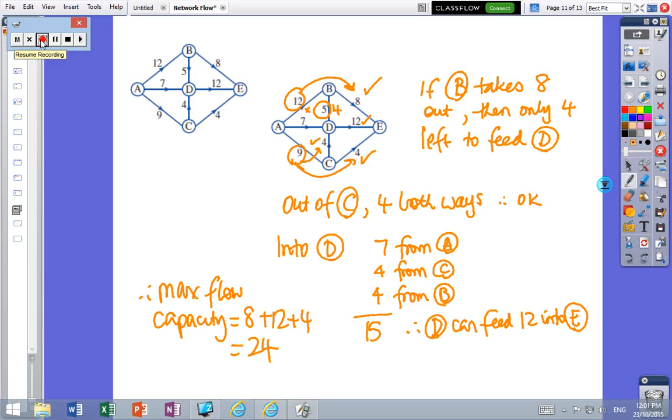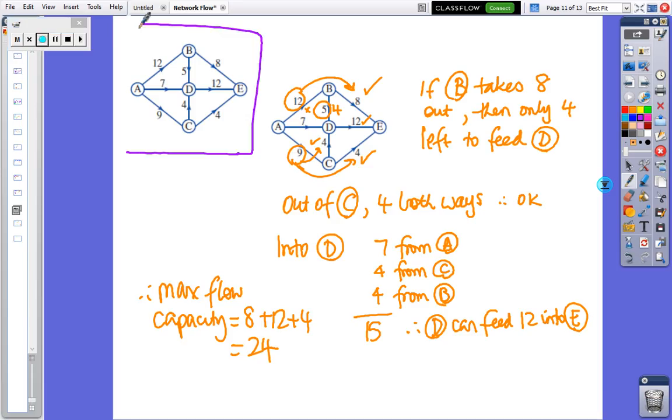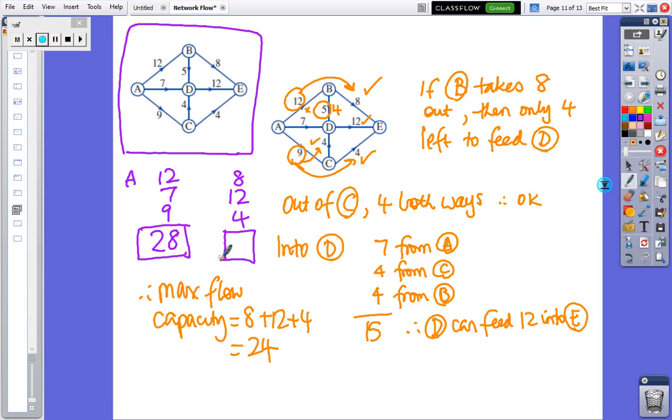Here's another example, again from your exercise that you'll be doing. So I've got the original diagram over here, so I'm not going to clutter it up. At the start, coming out of A, I've got 12, 7, and 9. So that's 28. So I've got 28 units coming from the start, and at the end, I've got 8, 12, and 4. So theoretically, I might have 24, so we just need to see if 24 can be delivered. If 24 can't, then we don't have the same.